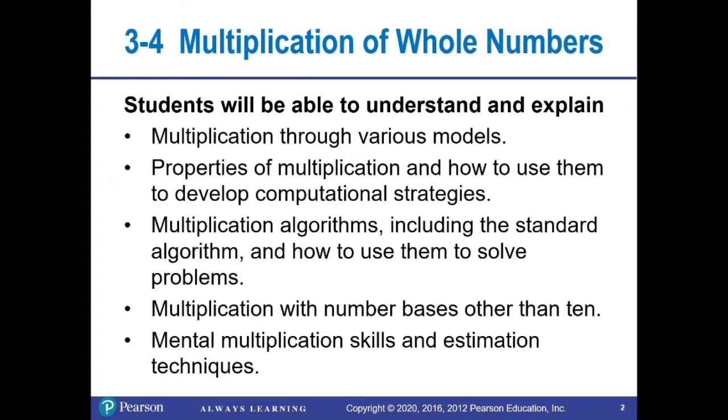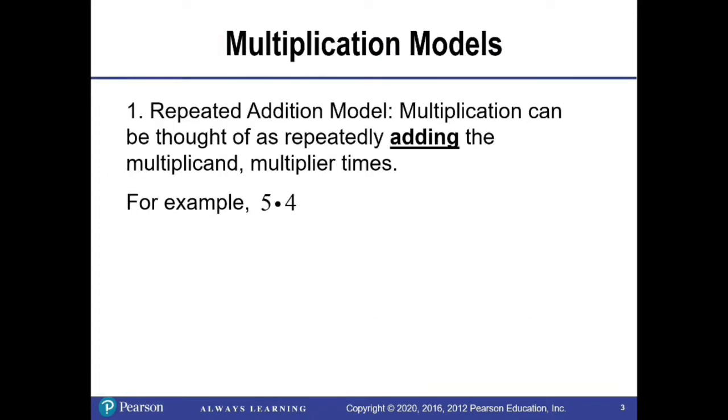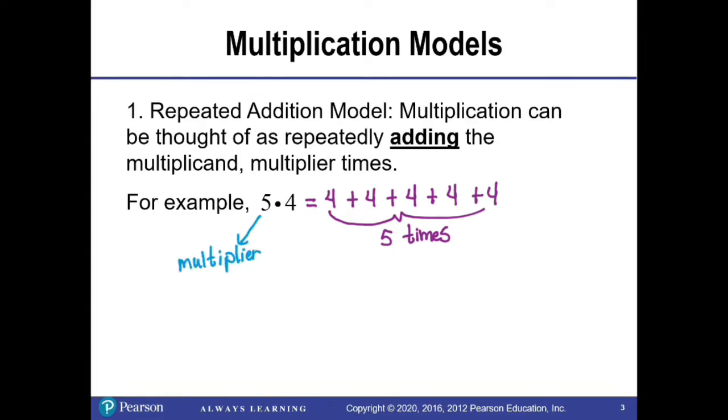So let's get started. Our first model for multiplication is called the repeated addition model. So what happens here is we represent multiplication by adding something again and again and again. So for 5 times 4, the 4 is the number we add, and the 5 tells us how many times to add it. So we have 4 plus 4 plus 4 plus 4 plus 4. In other words, we have 5 4s that we're adding together, and we know that this is 20. 5 is called our multiplier, and 4 is called the multiplicand.